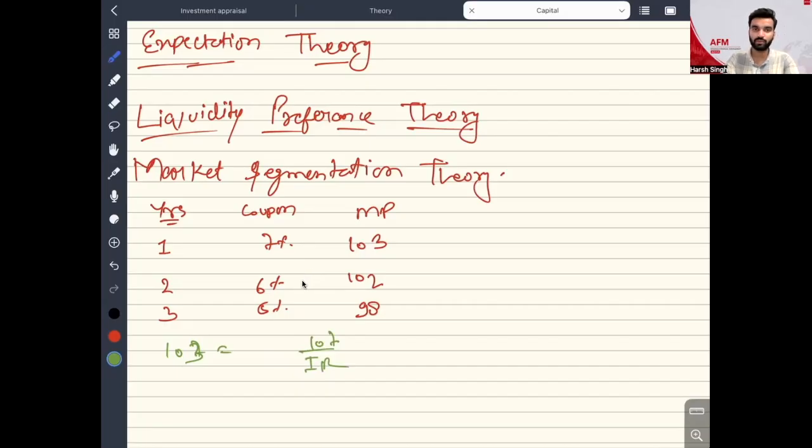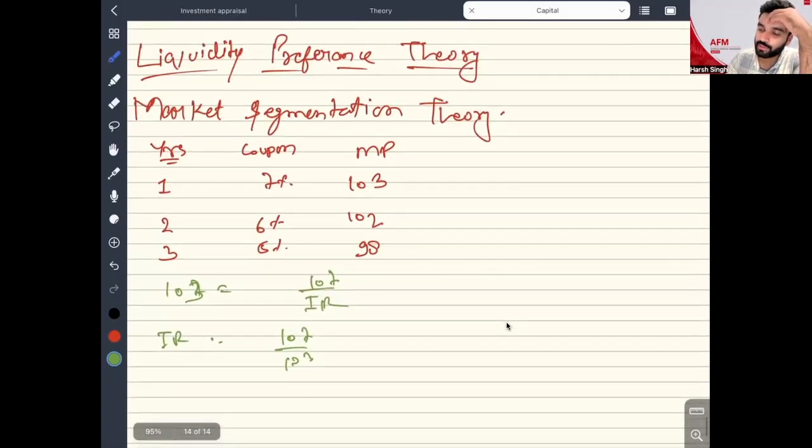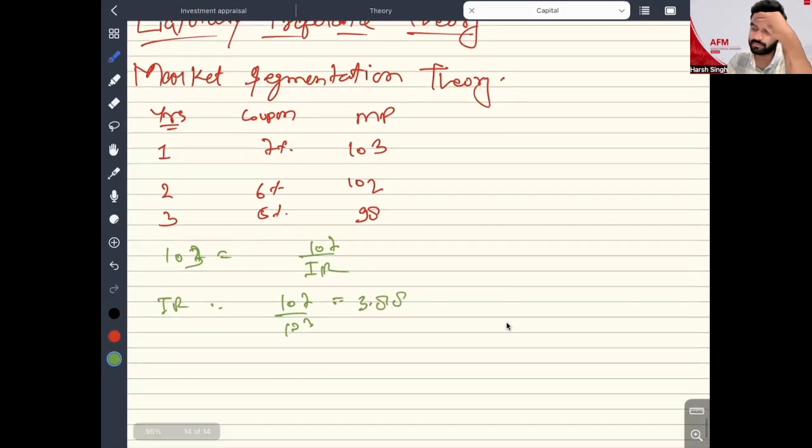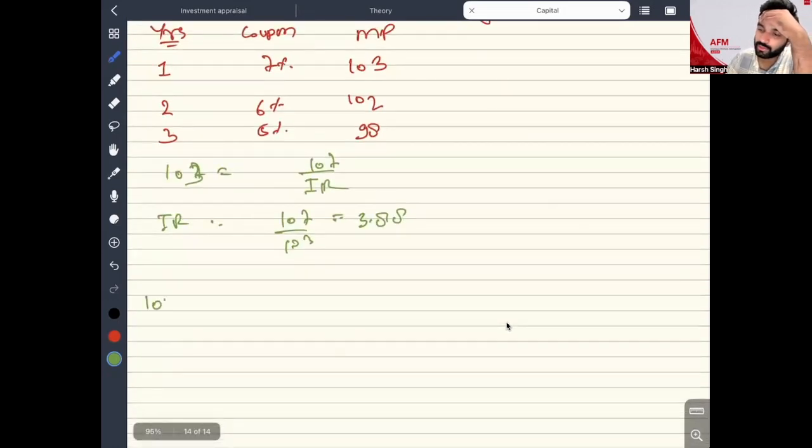Okay, this is what we are trying to calculate, everyone. Just a second. Okay, now I need to calculate IR, which will become 107 upon 103, which will give me value of how much, everyone? 3.88. Now next year, my interest is 102. Cash flow will be 2 only. Now there will be 2 cash flows.